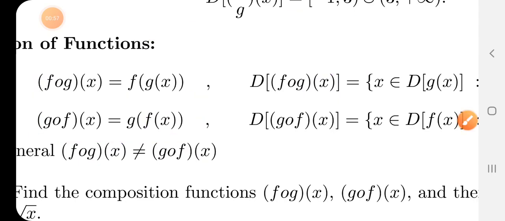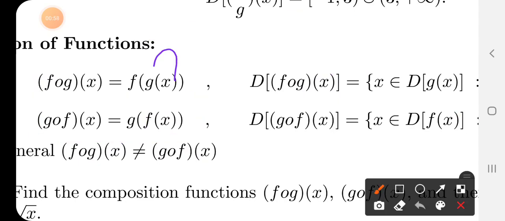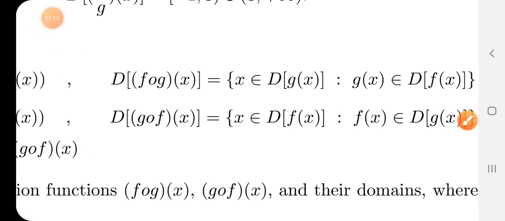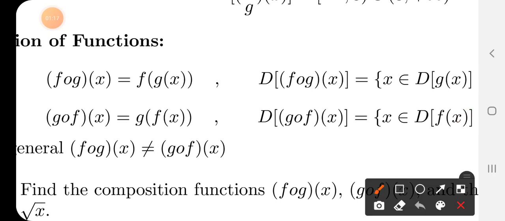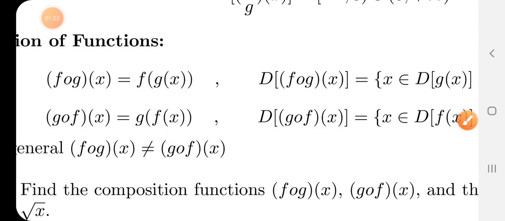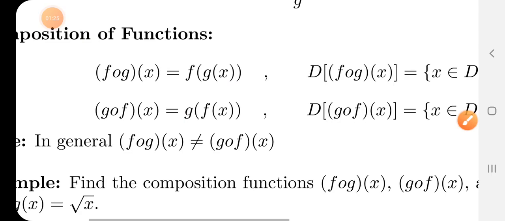And for domain, if you see, x should be first of all in the domain of g. So for the domain of composition function f of g, x first of all should be in the domain of g, and then this g should be in the domain of f. Similarly for the second one, x is in the domain of f and then f of x is in the domain of g. With the example, I think it will be more clear.